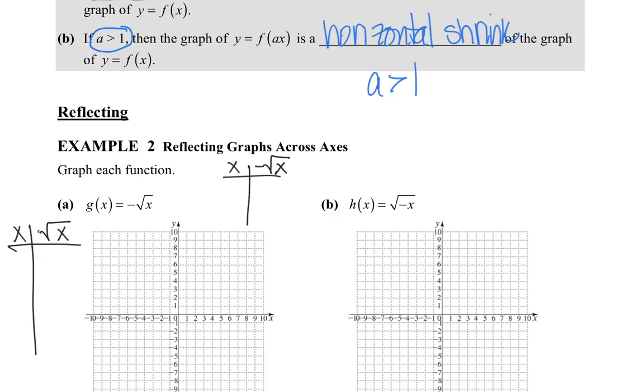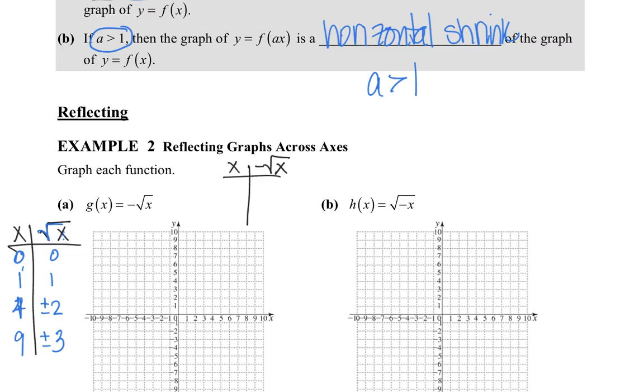So since it is square root, you cannot use negative numbers. So we're going to go 0, 1, 4, and 9. Okay? The square root of 0 is 0. The square root of 1 is 1. The square root of 4 is plus or minus 2. And the square root of 9 is plus or minus 3.